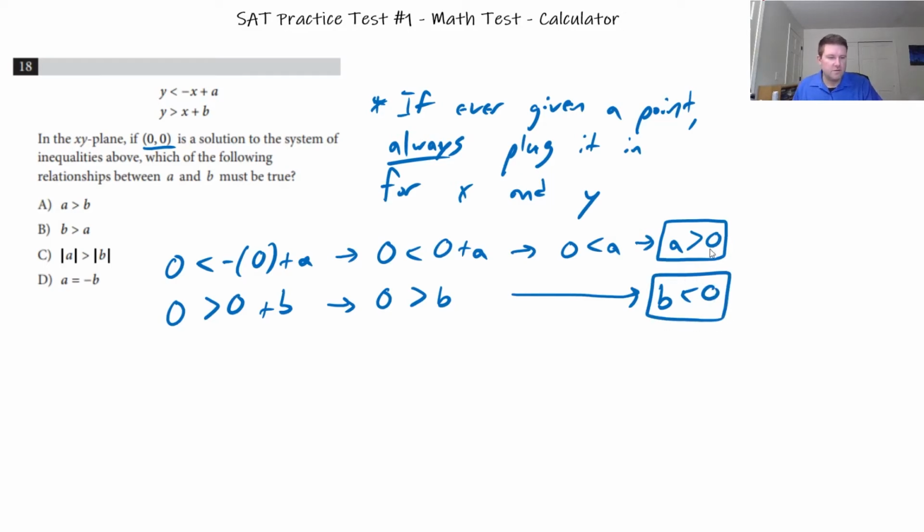So if a is greater than 0 and b is less than 0, what do you actually know? Well, definitely that a has to be bigger than b, which is that. So you can see that plugging the point in got you through most of this, and trying to do this abstractly with a system of inequalities like we're seeing here is much more difficult than just plugging in the point. So plug in that point.